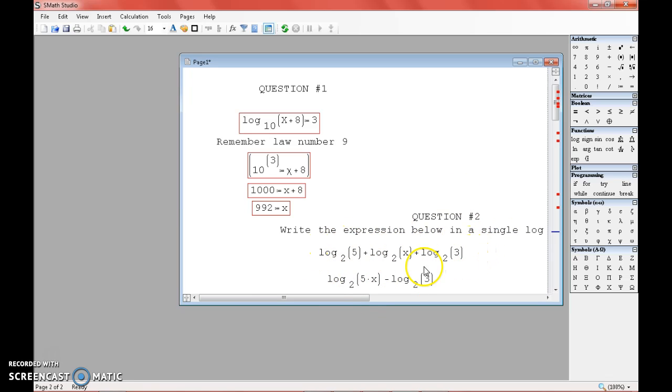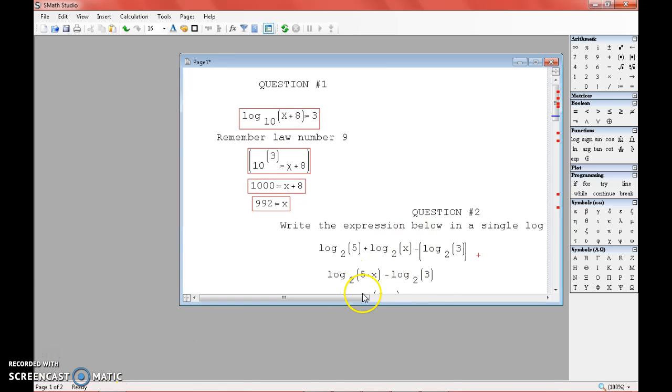Now your first step right here would be that, remember the law which says that when you add logs and they have the same base, what you do with their coefficients is you just simply multiply them. So you just say log 2 multiplied by 5 times x, right? Oh, by the way, a minus sign should be right here, not a plus. So you just simply put the minus sign and you have log 2 of 3, right?